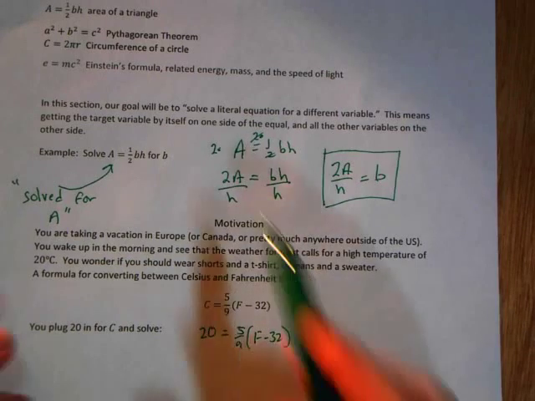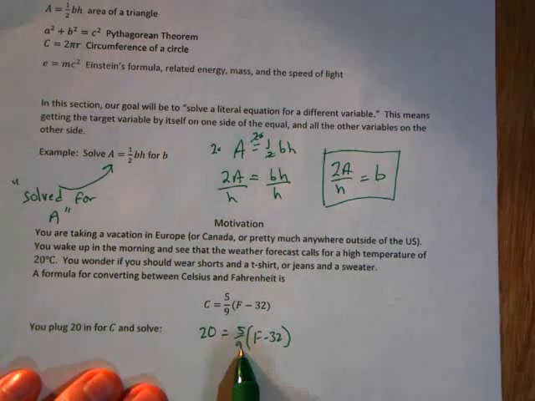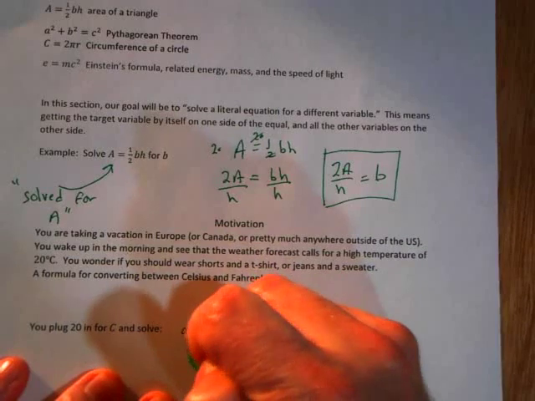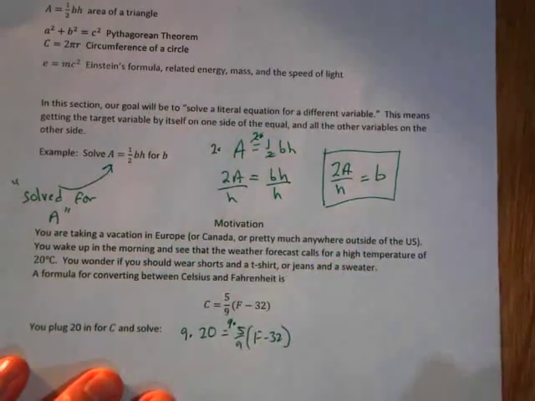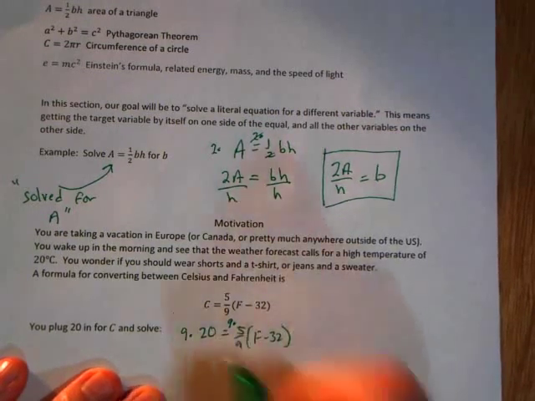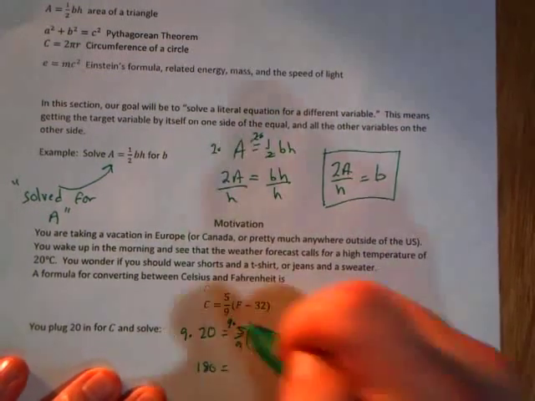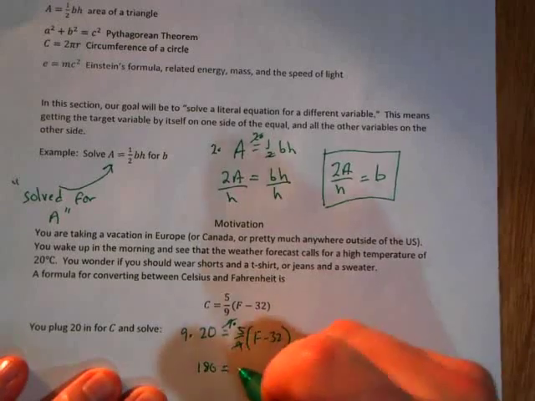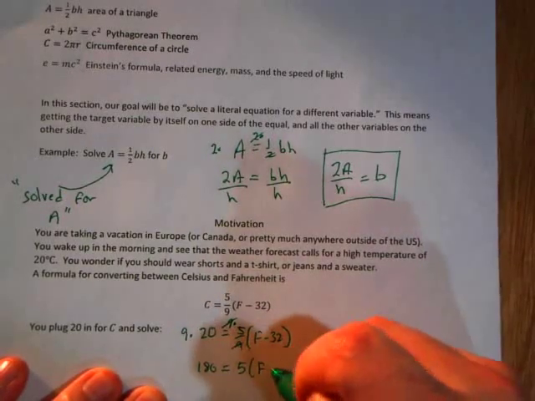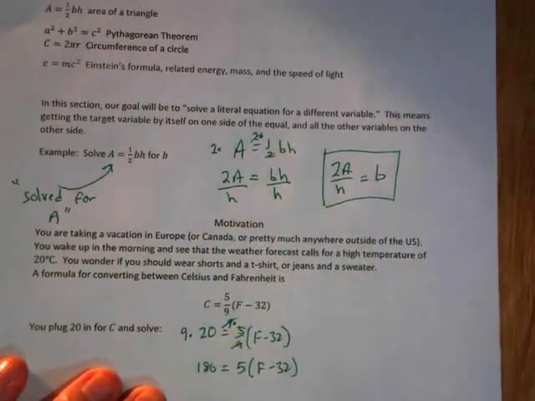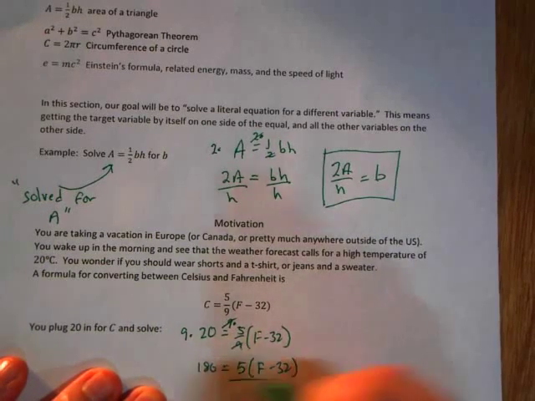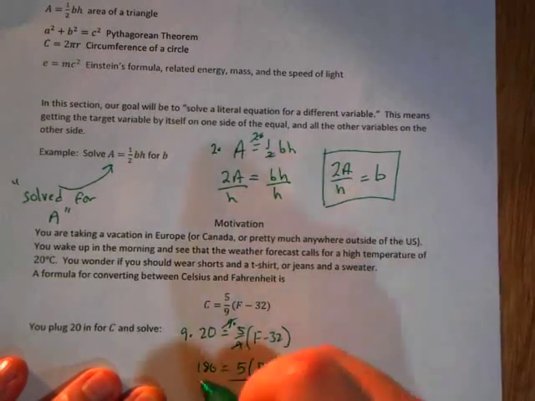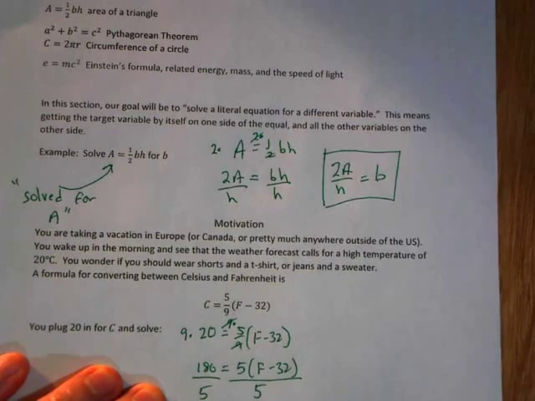Well, it's kind of similar to the last problem. What I would do to get the F all by itself is I would start by multiplying both sides by 9, because I have a fraction with a 9 on bottom. 9 times 20 is 180. The 9s would reduce out, and I would have 5 times F minus 32. Next thing I might do is notice that the 5 is connected by a multiply, so I divide it.